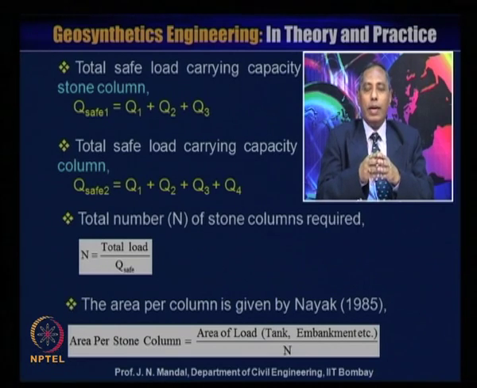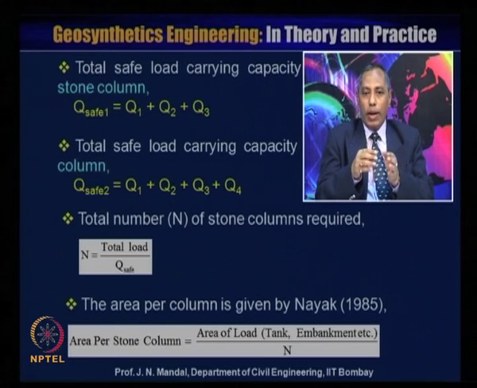So, you know how to calculate Q1, how to calculate Q2, how to calculate Q3, and then also you know how to calculate the load carrying capacity for the geosynthetic material, that is Q4. So, Q shape 2 will be equal to Q1 plus Q2 plus Q3 plus Q4. So, total number N of stone column required, N will be equal to total load divided by Q shape.